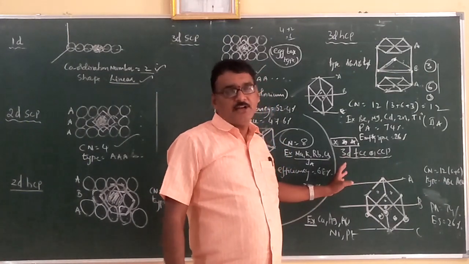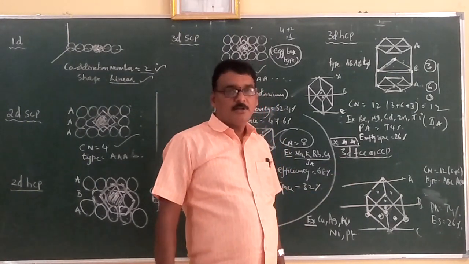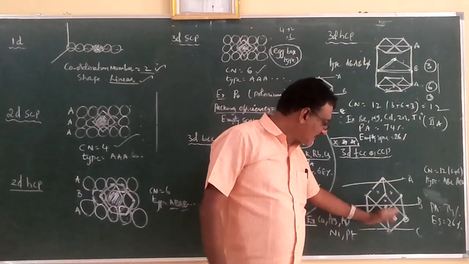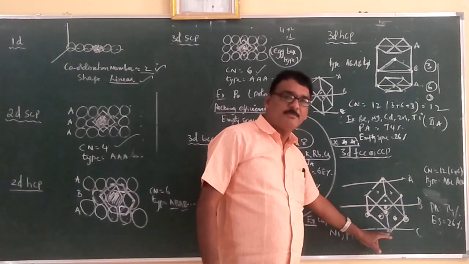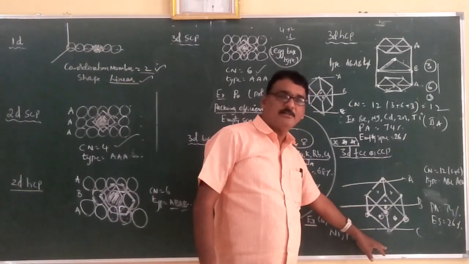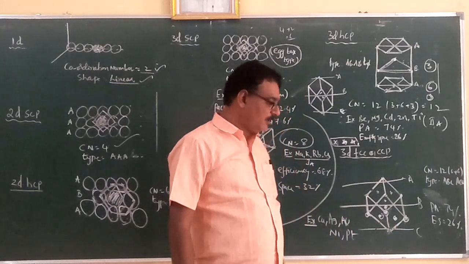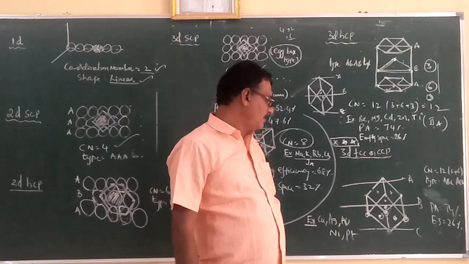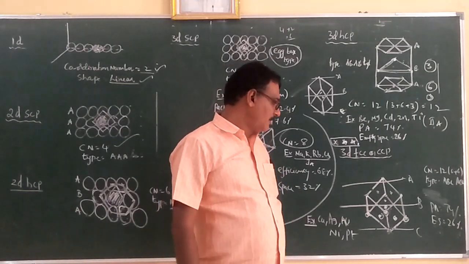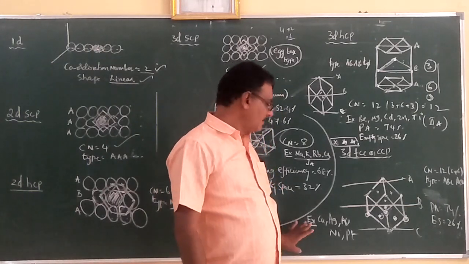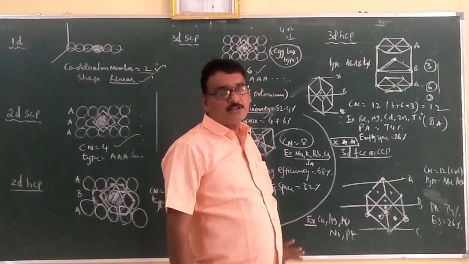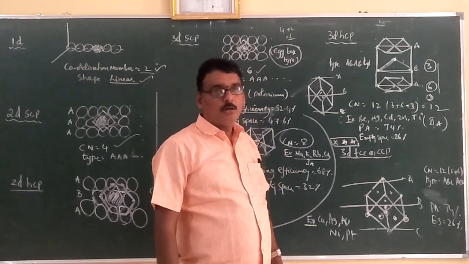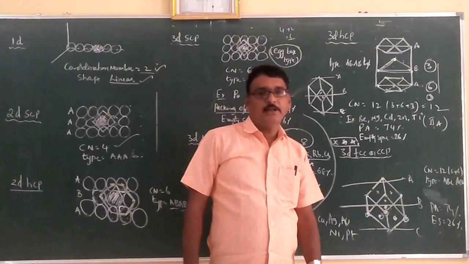Last, very important, 3D FCC or CCP. ABC type, coordination number 12. Here 6, next after that 6. But A and C will be similar. So C after that, B there. After that, 6 plus 6 is equal to 12. Coordination number 12, type ABC. Packing efficiency 74%, so empty space 26%. What are the examples? Costliest metals: platinum, copper, silver, gold, nickel. So these are all the examples.